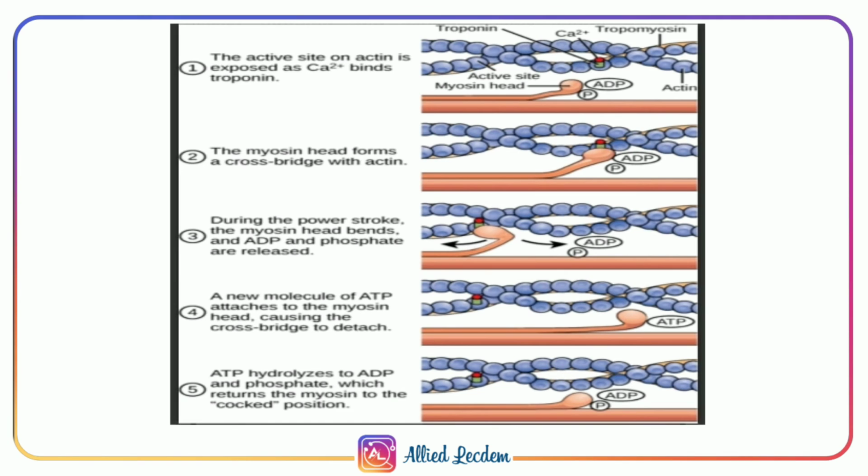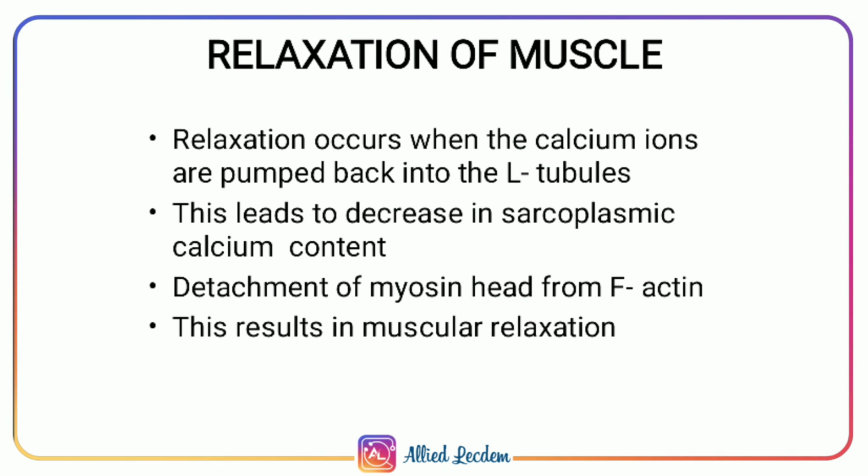There are some changes in the sarcomere during muscle contraction. The H zone becomes narrow. The two Z lines come closer, with reduction in length of the sarcomere. The A band remains the same. The length of the I band decreases. In severe muscle contraction, the actin filaments from opposite ends overlap and the H zone disappears. Next is the relaxation of muscle.